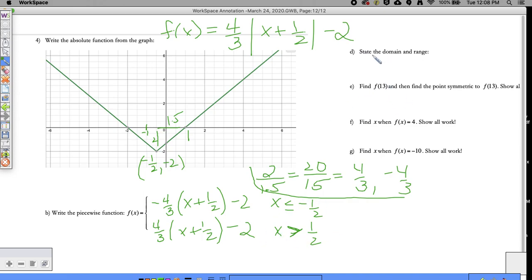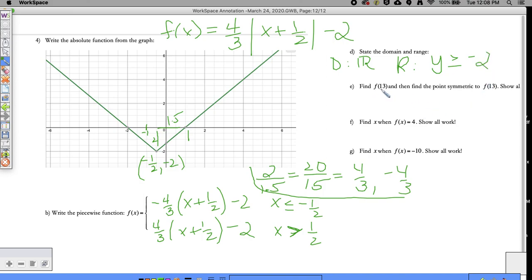So now, we haven't done domains and ranges, but if you look at your absolute value function, your domain is just all real numbers. But your range is dictated by what the vertex is doing, and you can see that it's going to be greater than or equal to -2.